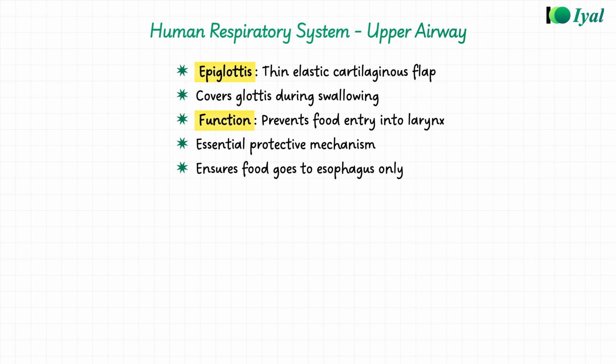Think of it like a small door. When you swallow, this epiglottis closes and covers the glottis, the opening to the larynx. This prevents food from entering the larynx and going to the lungs. Very clever mechanism. If epiglottis did not work properly, you would choke. Food would go into windpipe. So this thin elastic cartilaginous flap is absolutely essential for safety.